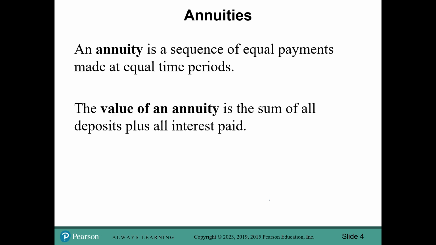Now let's start with some definitions here. An annuity is a sequence of equal payments made at equal time periods. The value of an annuity is the sum of all deposits plus interest paid.